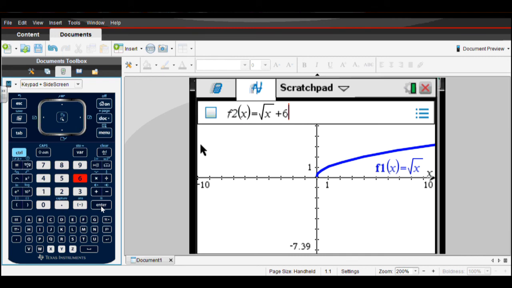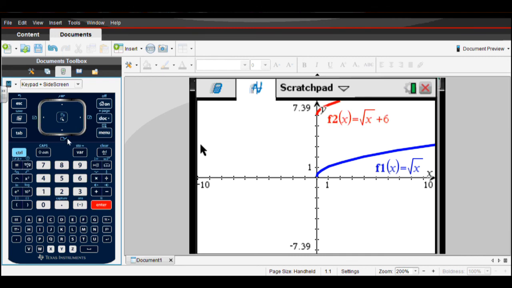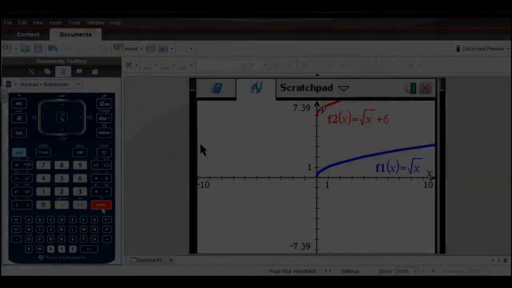Okay, so my red graph is going off here on the top, which is fine, but I can at least see what is going on. So from the blue graph where it started to the red graph, I can see that it has just shifted up 6 spaces. So we're going to say that this has gone up 6.